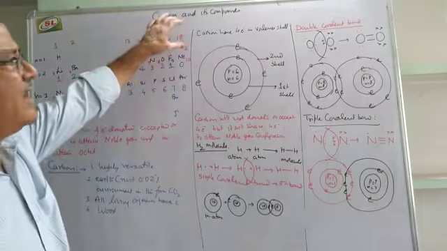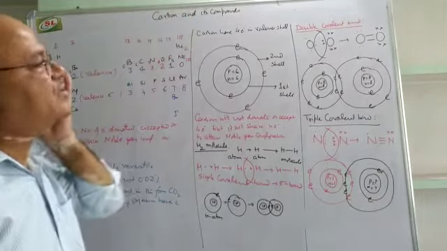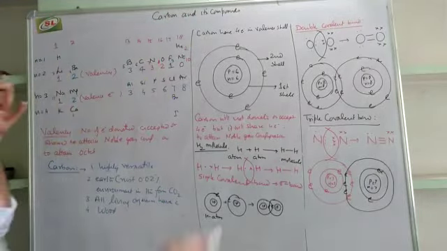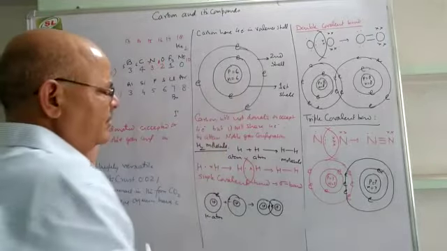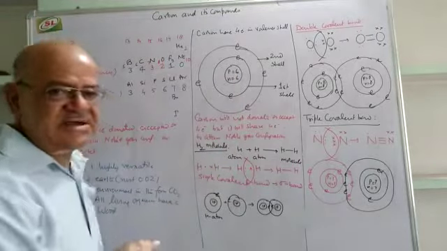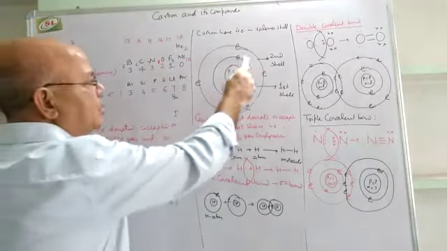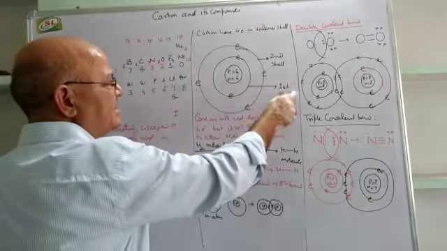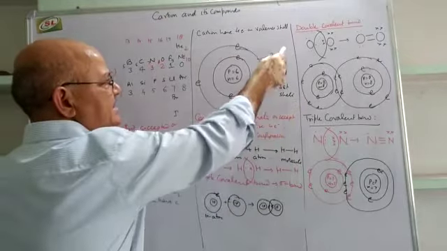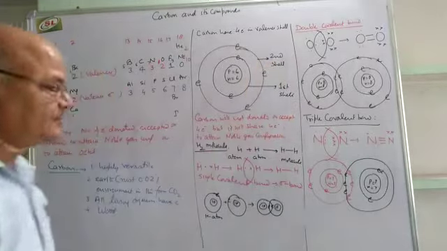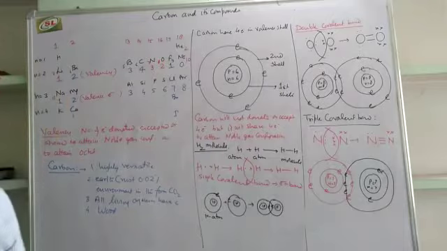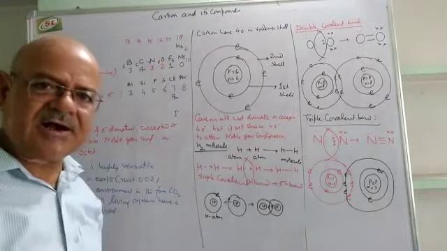If we talk about the structure of carbon, carbon has 6 protons, 6 neutrons and 6 electrons. Out of 6 electrons, 2 electrons are present in the first shell and 4 electrons are present in the second shell.